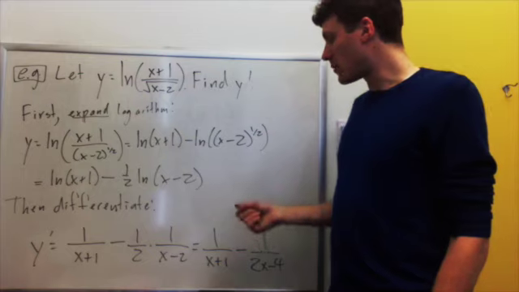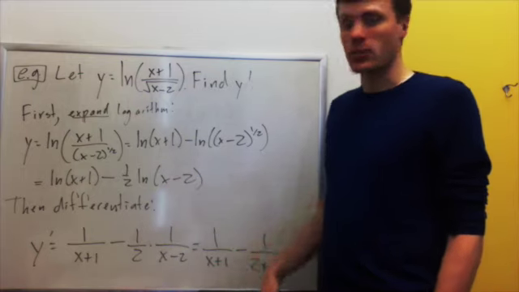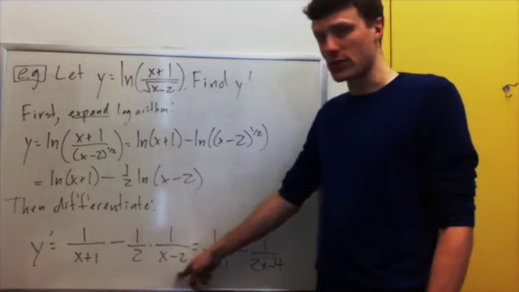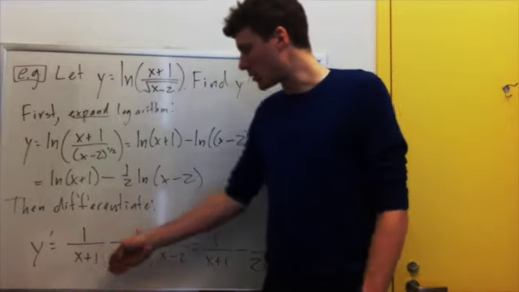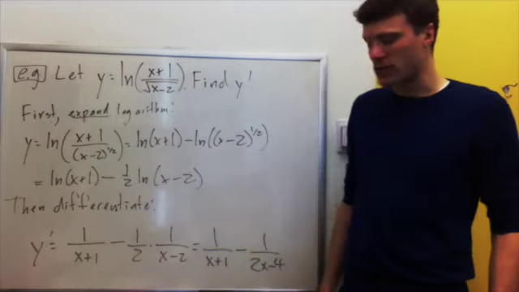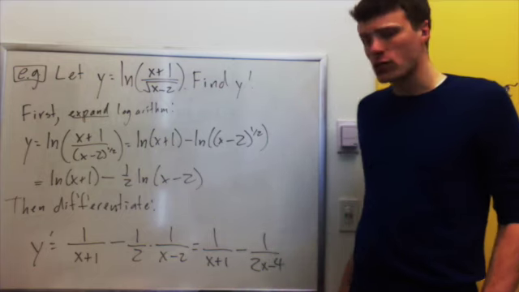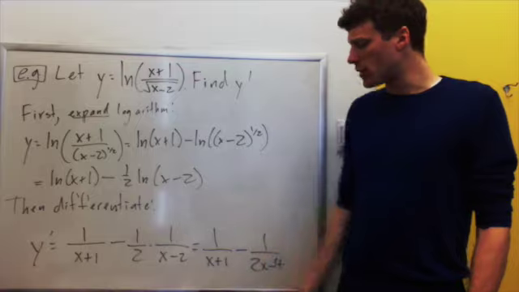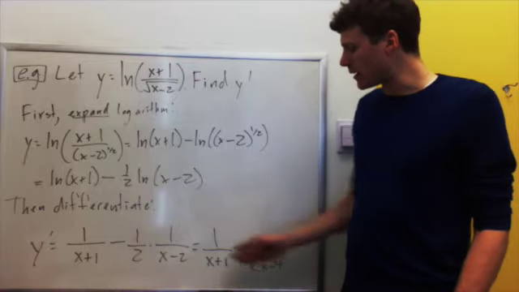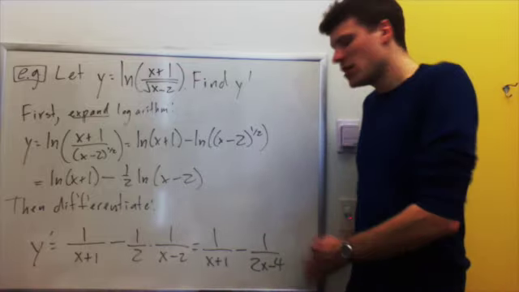The logarithmic derivative of that is the derivative of x minus 2, which is 1, over x minus 2. And so I have 1 over x plus 1 minus 1/2 times 1 over x minus 2. I've simplified that a little bit: 1 over x plus 1 minus 1 over 2x minus 4. You can try to simplify it a little bit more by putting it into one fraction, but this is good enough.